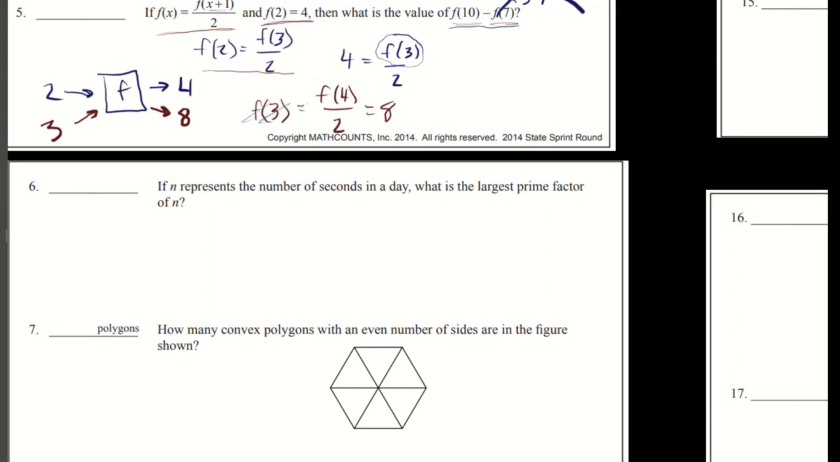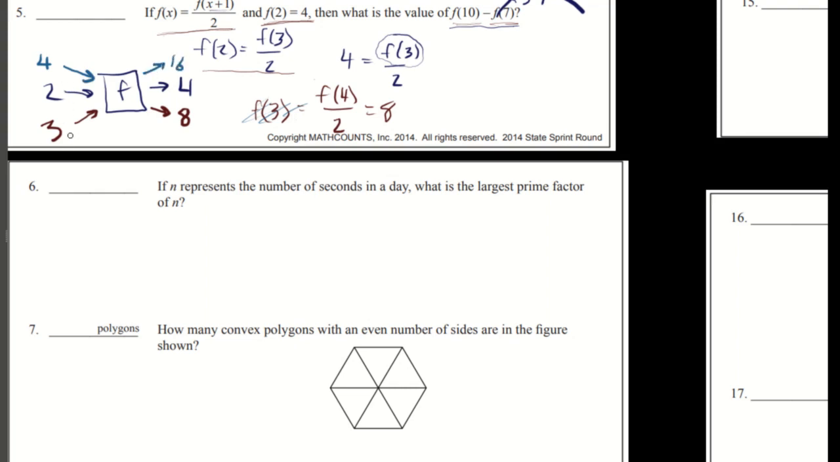I think you can ignore this part over here now because we put that equal to 8. So just look at this part over here. What's f of 4 if f of 4 divided by 2 is going to give you 8? Then 16. Okay, so f of 4 is 16, which means if I put 4 into f, I'm going to get 16 coming out.